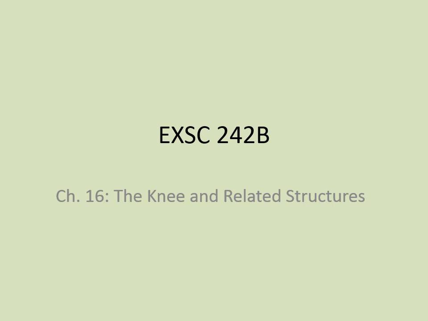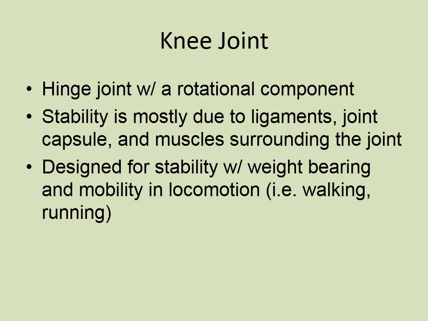In Chapter 16, we'll be going over the knee and related structures. The knee joint itself is a hinge joint with a rotational component. So that means it hinges back and forth like a door, but there's also some rotation that occurs at the actual knee joint. As far as the knee goes, its stability is mostly due to ligaments, the joint capsule, and the muscles surrounding the joint. So the actual structure of the knee joint, the bony structure, doesn't really give it much stability.